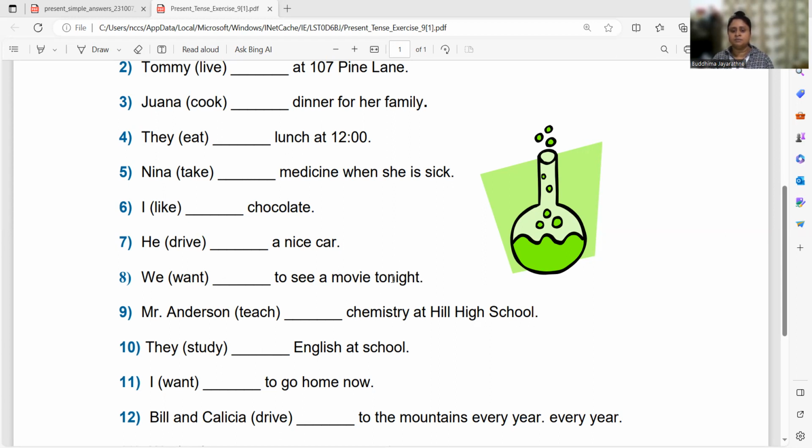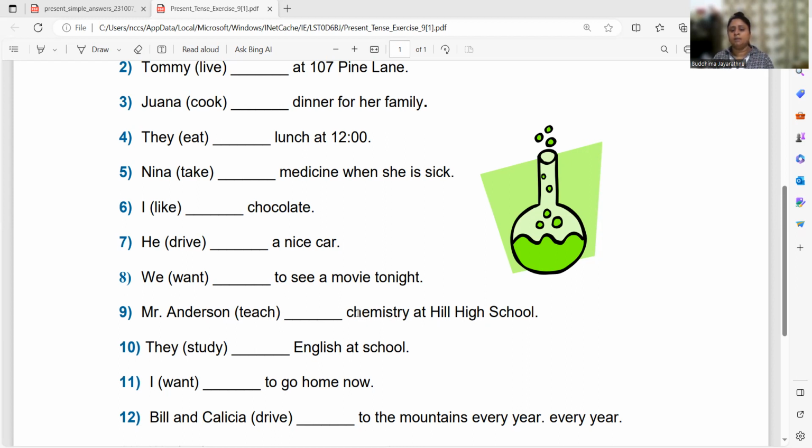Tonight. Simple present tense. Mr. Anderson. Here it's a very interesting verb: teach. What is the simple present tense form of the verb with a third person singular? Mr. Anderson, third person singular. So it is teaches. It ends with CH, so you put ES at the end of this verb to make the third person singular verb form in the simple present tense. Mr. Anderson teaches chemistry at Hill High School.